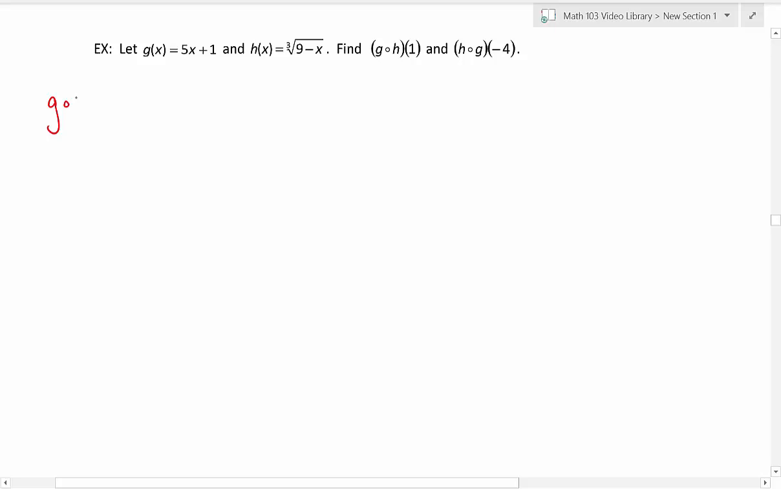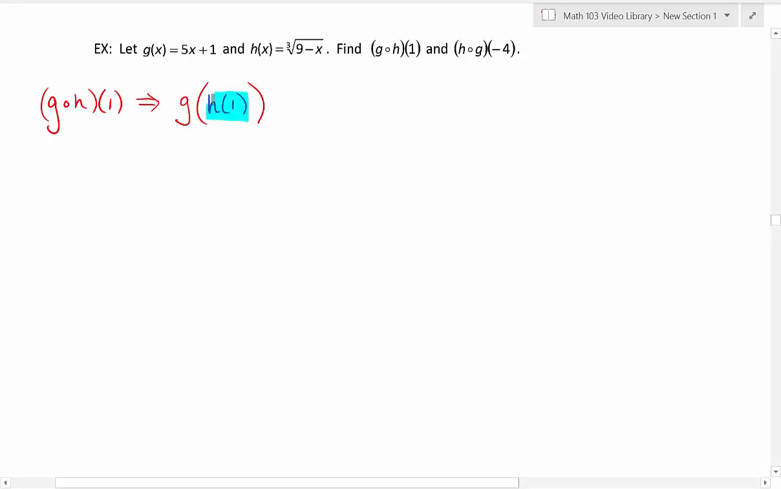So, g composed with h of 1. I think one of the most important parts is just rewriting it properly after the given notation. This is the same as g of h of 1. And I like to color code it because I feel like I can see better. So g composed with h of 1 is the same as g of h of 1.